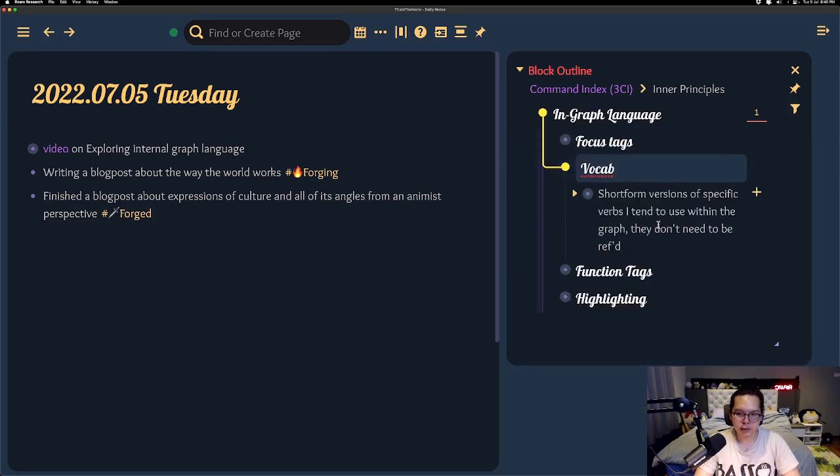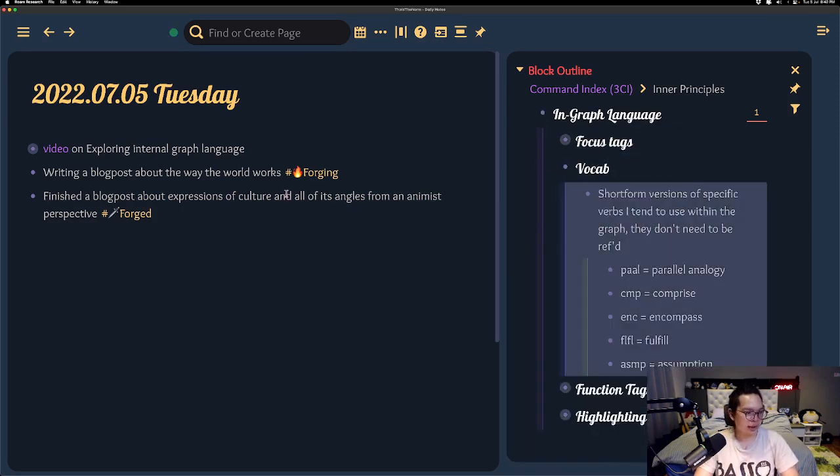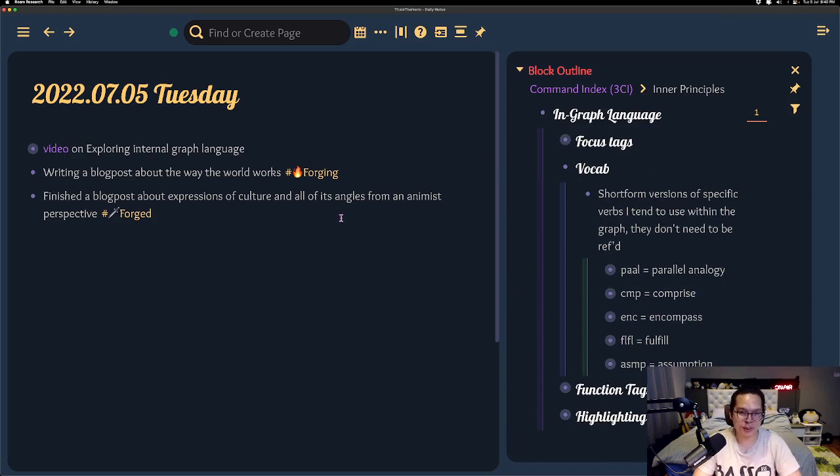So I have a few here. And I think this is when it gets a little bit crazy, so you can totally just skip this part if you want. I notice that when searching for things, when looking back at transcripts of my conversations with friends, with people in my network, or the blog posts that I write, I have a lot of common words that I use. So 1 would be parallel analogy, 2 would be comprise, 3 would be encompass, 4 would be fulfill, and 5 would be assumption. I write these so much that it actually gets tiring to write them all the time.